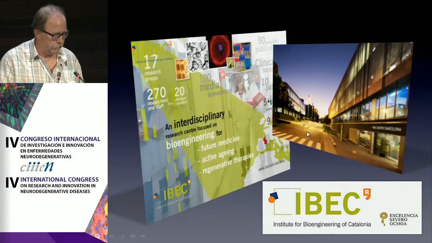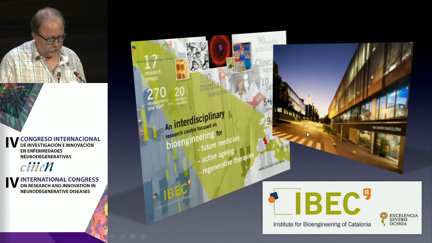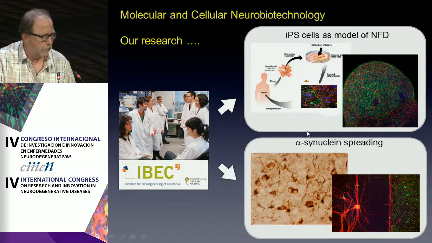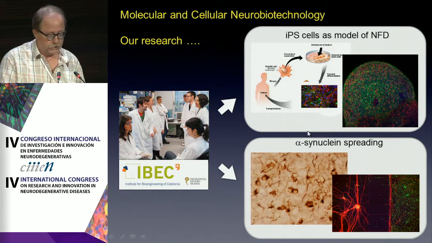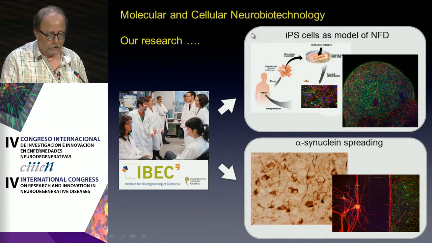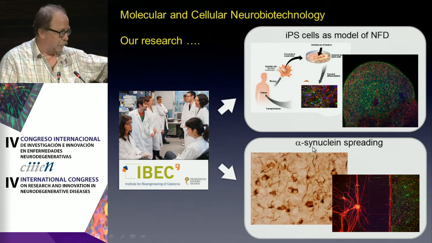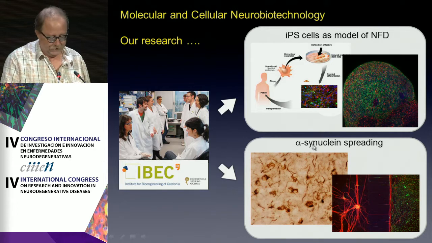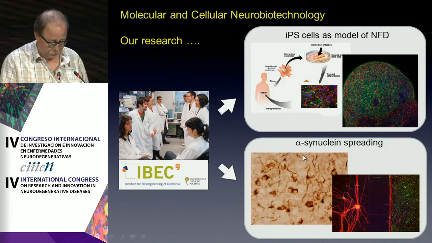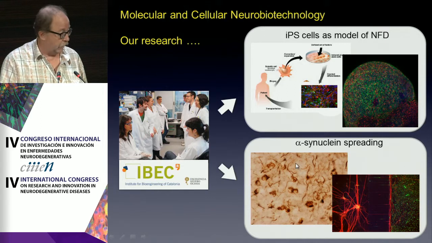Our lab is working at the Institute of Neurosciences in Catalonia, which is located in the Science Park of Barcelona. And actually, we are developing several projects in neurodegeneration, some of them related with the analysis of the neurofibrillary degeneration using iPSCs, and also, in correlation with some of the previously presented data, projects dealing with alpha-synuclein spreading by using in vivo models as well as in vitro and tissue devices.